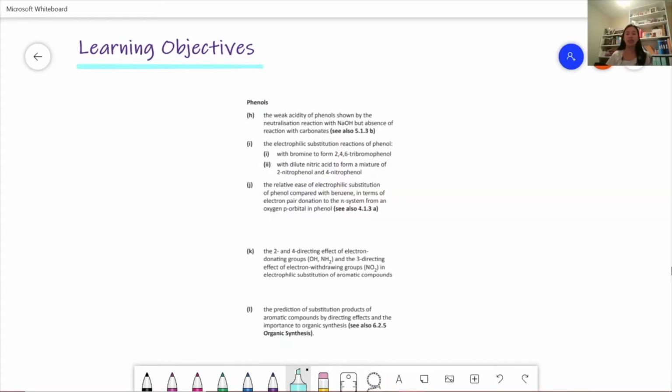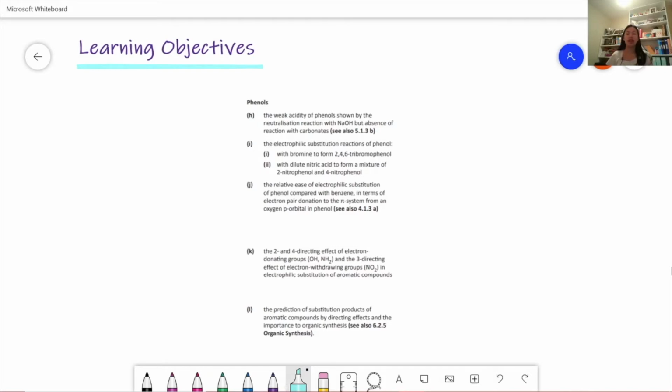Today's learning objectives are to firstly look at the weak acidity of phenols shown by the neutralization reaction with sodium hydroxide, but absence of reaction with carbonates. Then we're going to look at the electrophilic substitution reactions of phenol with bromine to form 2,4,6-tribromophenol and with dilute nitric acid to form a mixture of 2-nitrophenol and 4-nitrophenol.